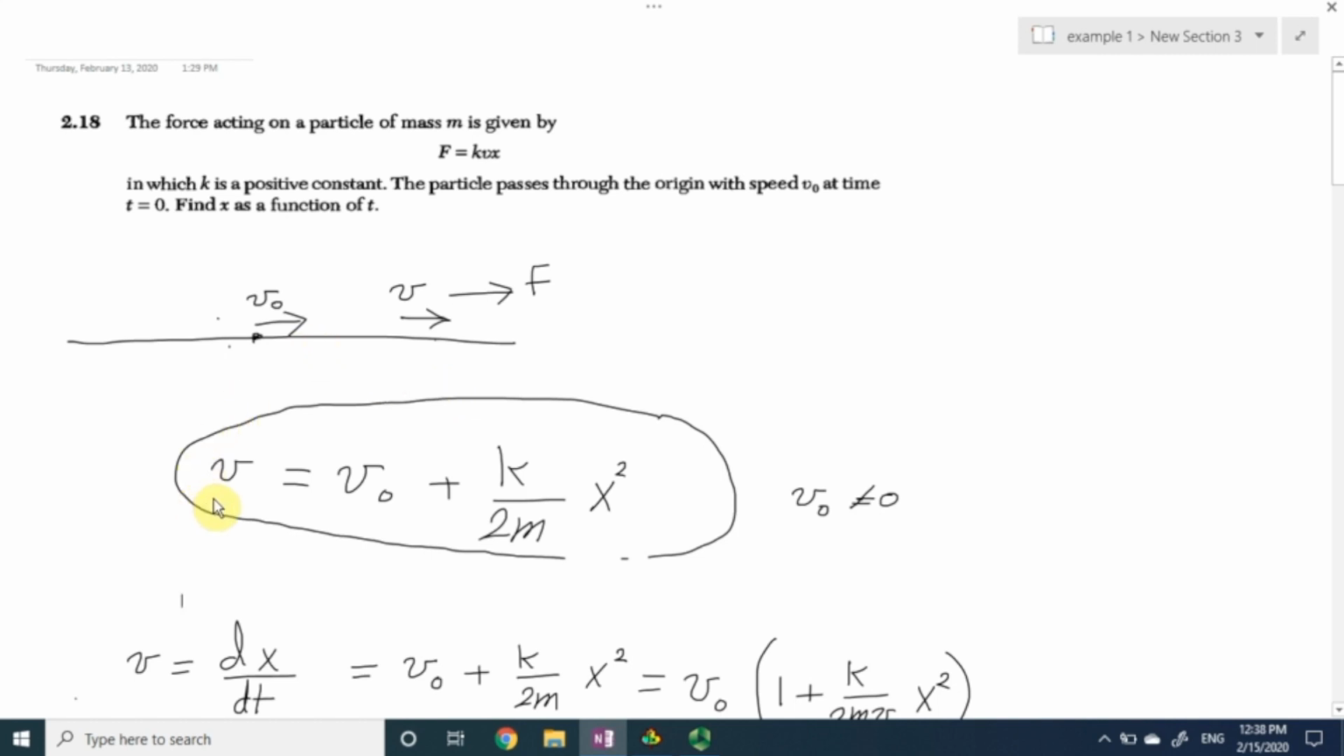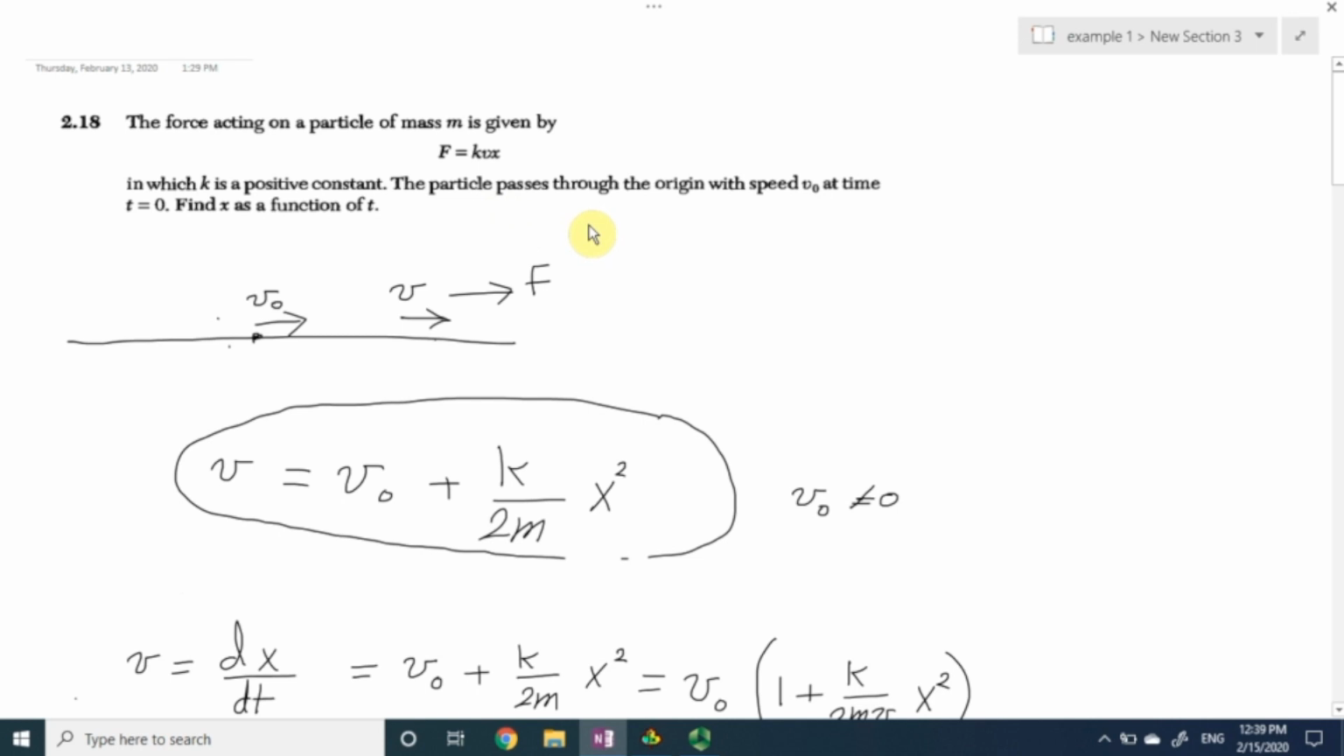Now, in that video, we reached this point. So let me just remind you what the problem was. The question says there is a force acting on a particle of mass m, and the force is given by the following relation. Force is equal to a constant called k, that's a positive constant, multiplied by the velocity of the object times the position x. And the question is, what is x as a function of time?